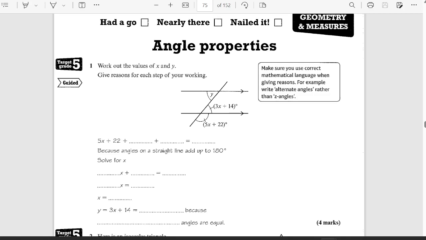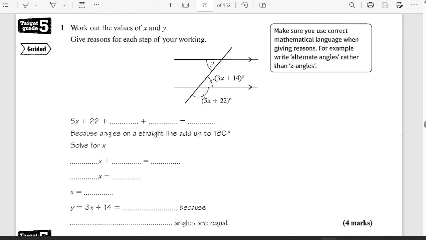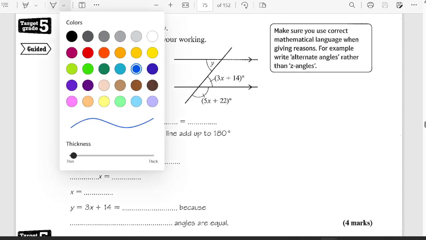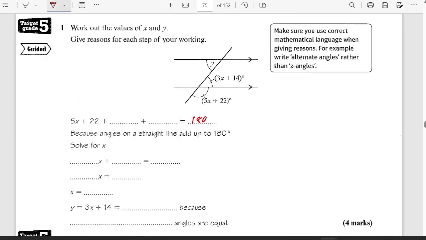Okay, so I think we're starting by trying to work out x. So we're saying that this angle plus this angle is equal to 180 degrees. I think that's what the guide is trying to get at. So I'm going to put 180 there, and I'm going to put 5x, and I've already got the 5x. I'm doing the other one. Apologies. I'm going to put 3x and 14 there.